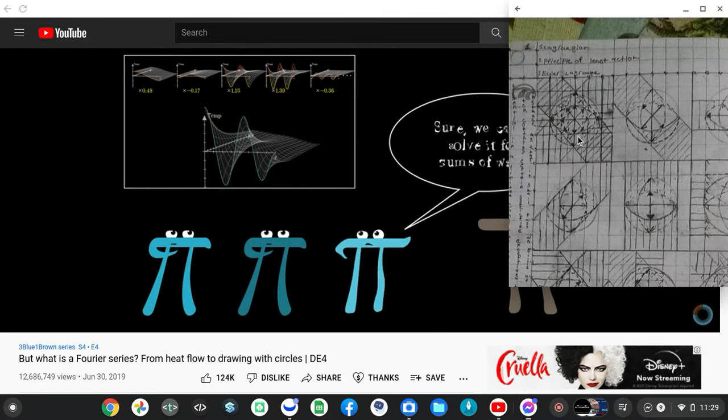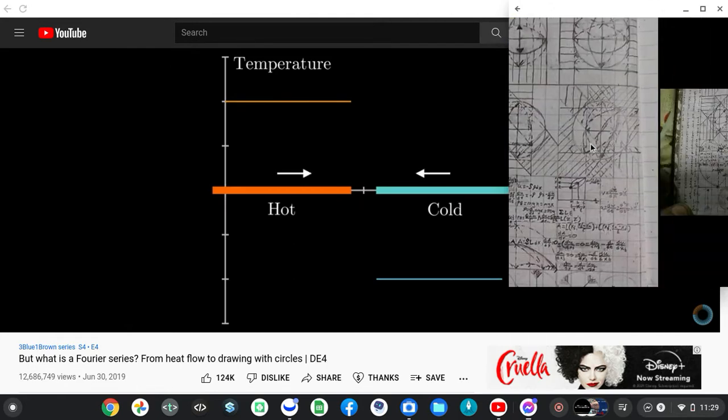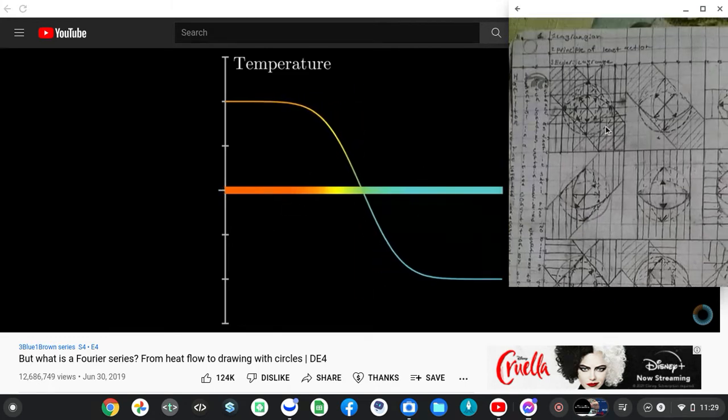But most real-world distributions don't look like that. For example, let's say you brought together two rods, each at some uniform temperature, and you wanted to know what happens immediately after they come into contact.